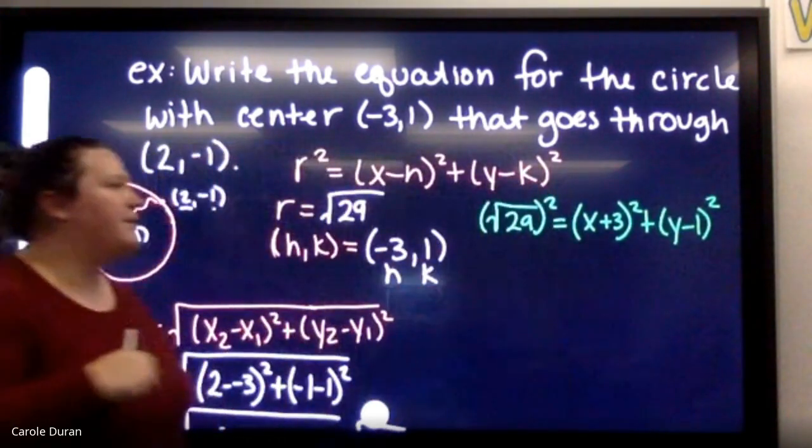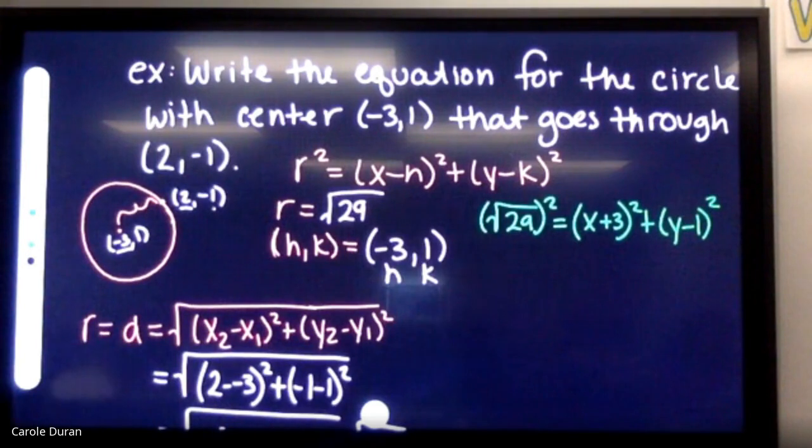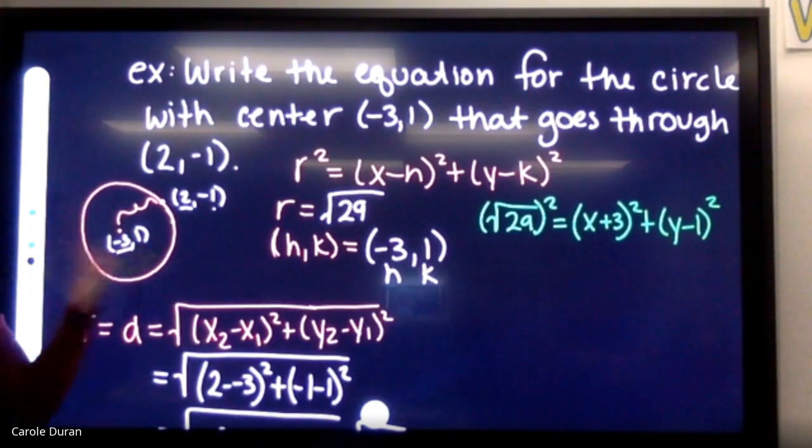X minus a -3 becomes x plus 3. Make sure you know a double negative becomes addition. Is there anything else I can do to simplify this? Do I have to get rid of the squares? Nope, the squares can stay. I didn't say that I had to have an expanded form.